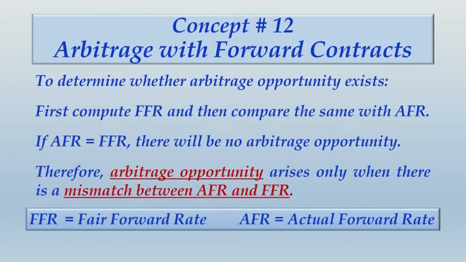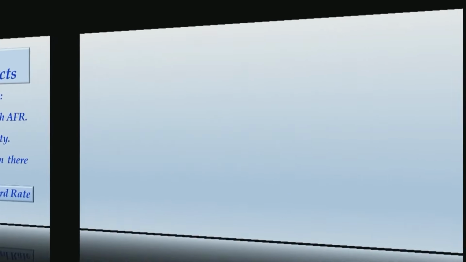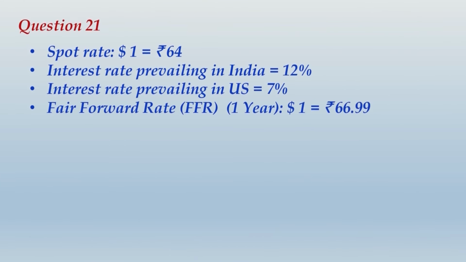Alright friends, let us move ahead and learn how to apply this concept, learn how to make arbitrage gain. So let us take up an important question, that is question number 21. Let us read this question first. It mentions spot rate $1 equals to rupees 64, interest rate prevailing in India as 12%, interest rate prevailing in the US is 7%. Now, fair forward rate is already given to you in the question as $1 equals to rupees 66.99.